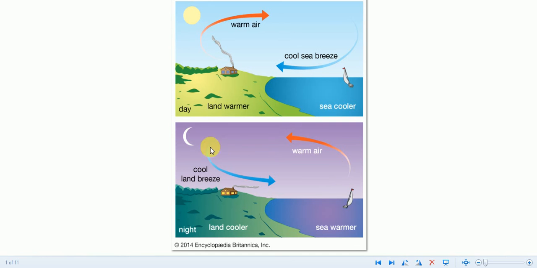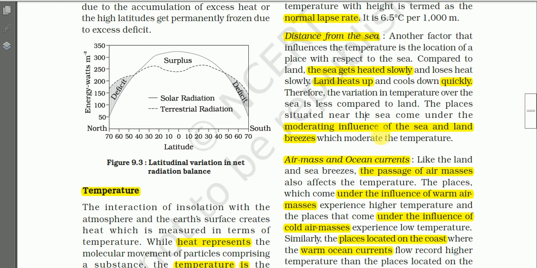So in this way there is an exchange of warm air and cool air during the daytime and the night time. And in this way, places located near the sea, that is in the coastal area, have a moderating influence of the land breeze and the sea breeze. So that is the point mentioned here.